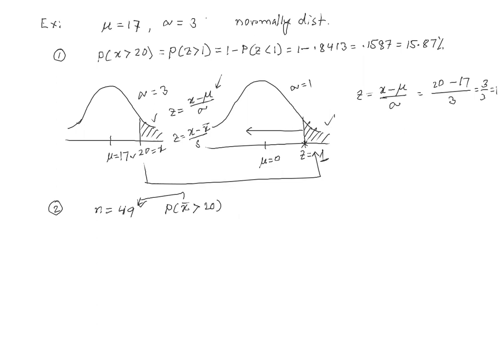Now, the distinction between this one and that one is that here you're considering one student coming from the population. Here you're considering 49 students, which is more than one, so it's coming from the sampling distribution. That's where the central limit theorem comes into play. The sampling distribution applies to sample size greater than 1.